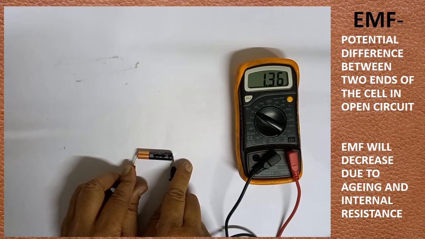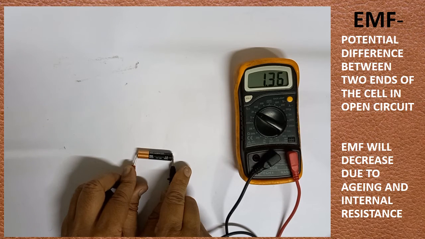These kinds of cells are very much used in remote controls. So it depends on the size, depends on the EMF. The utility differs. Understood? Now I hope you have understood what EMF is. Whenever you use the term EMF, we have to understand that the potential difference across the cell is called EMF when it is not connected in any electrical or electronic circuit. In the open circuit, if the potential difference is measured across the positive and negative ends, that is called EMF.